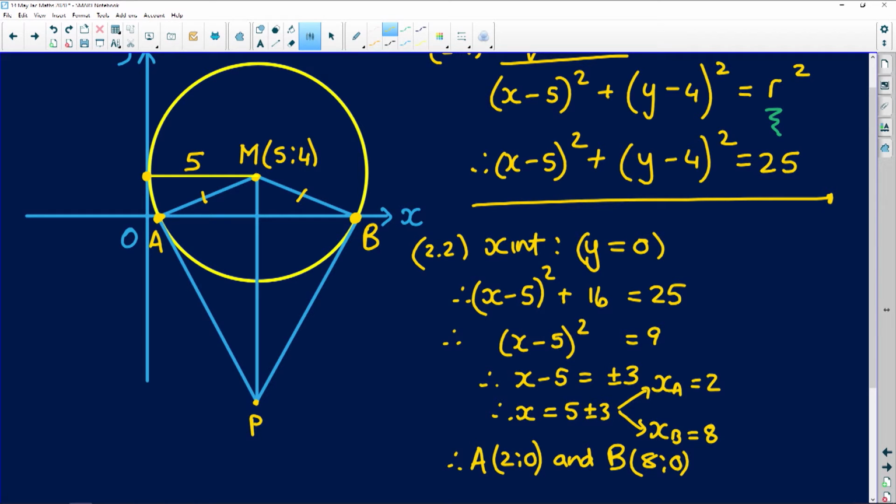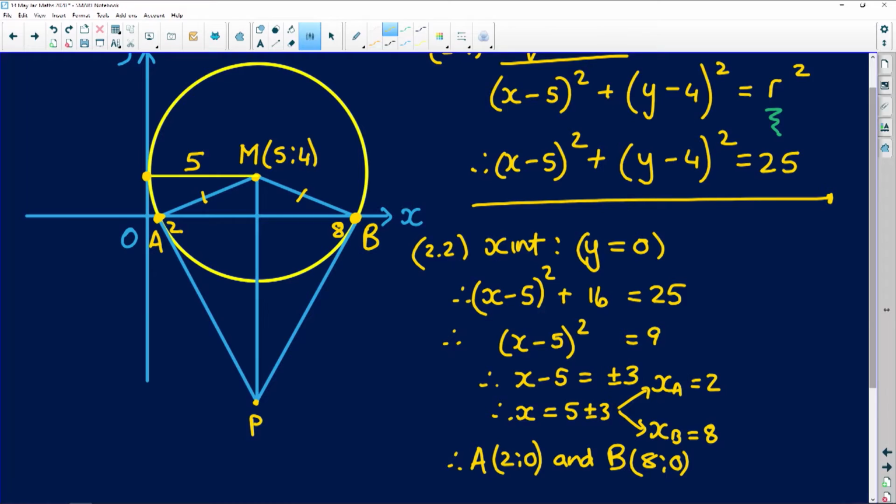Now let's go straight to our diagram and put them in there. That is 2 and that is 8. Okay, let's continue to the next question. That was for 4 marks, by the way. Nothing to sniff at. So far, you've got 7 marks done on this question paper.